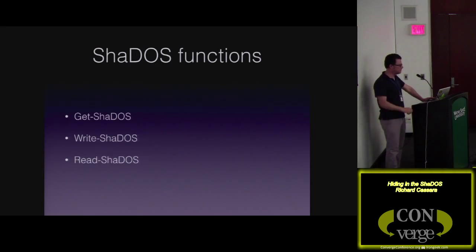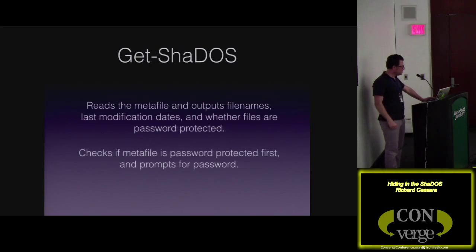So at this point, what I've put into ShaDOS are three main functions. There's Get-ShaDOS, Write-ShaDOS, and Read-ShaDOS. The get is going to read your meta file and list your files. This is like your ls or your dir command on a command line. It's going to grab your file names. Right now it just does file name and modification date, and I can adjust the code to pull out other things.